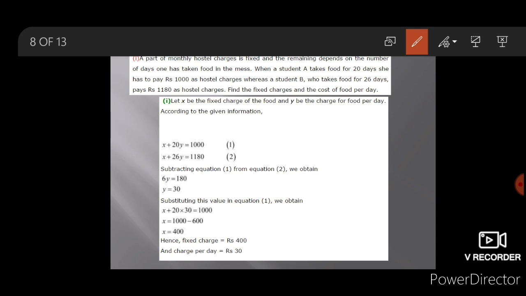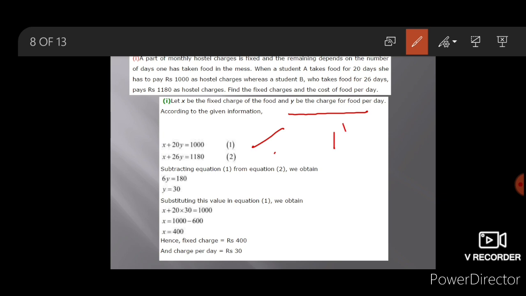A part of monthly hostel charges is fixed and the remaining depends upon the number of days you have taken the mess food. You have to pay a fixed amount if you are living in a hostel, and you have to pay the charges of food eaten by you. Now let us suppose that the fixed charges for that hostel is X rupees and the fixed charges for food per day is Y rupees.